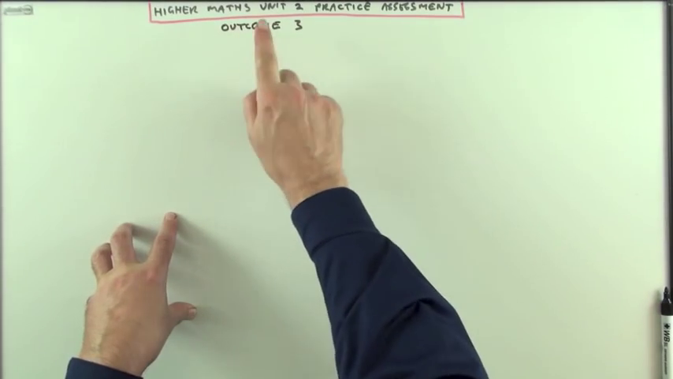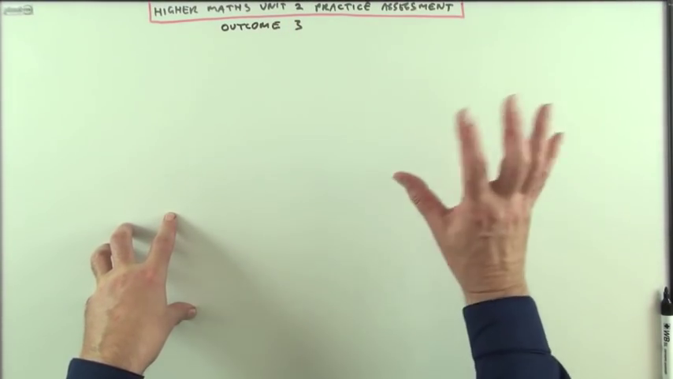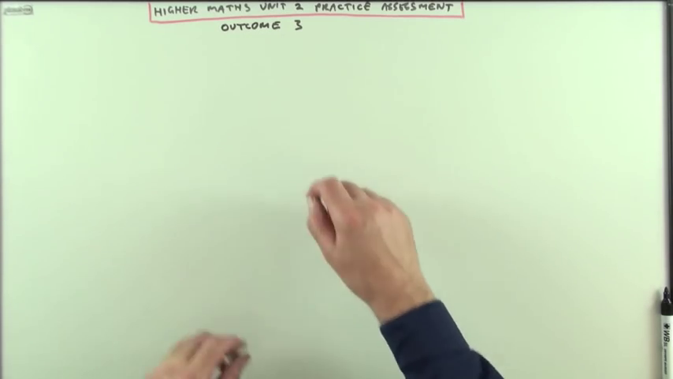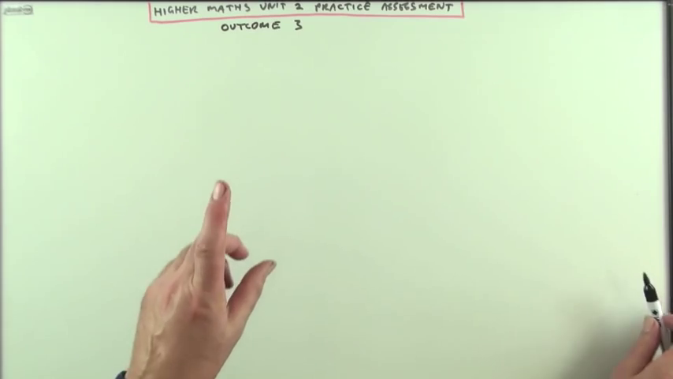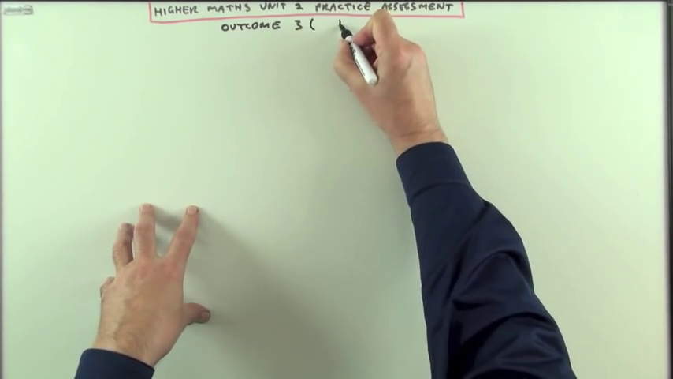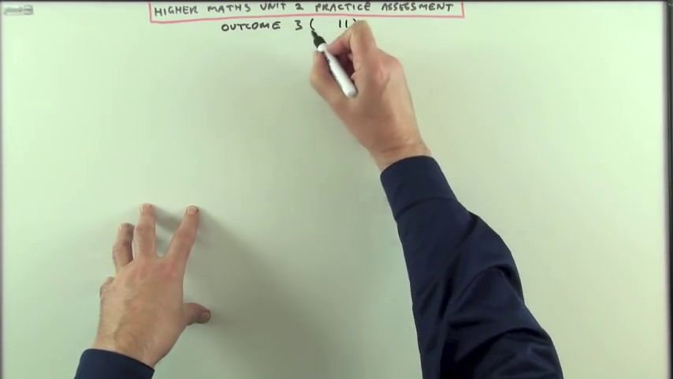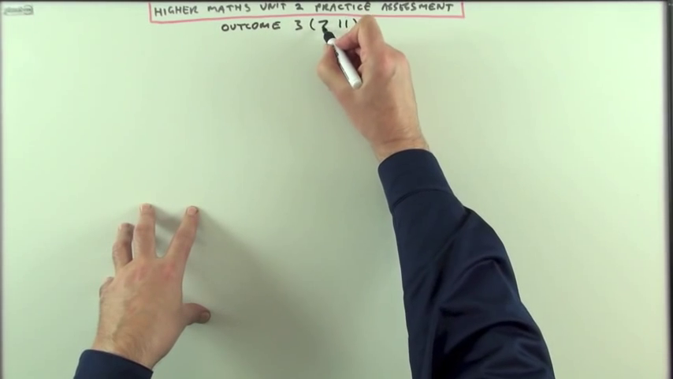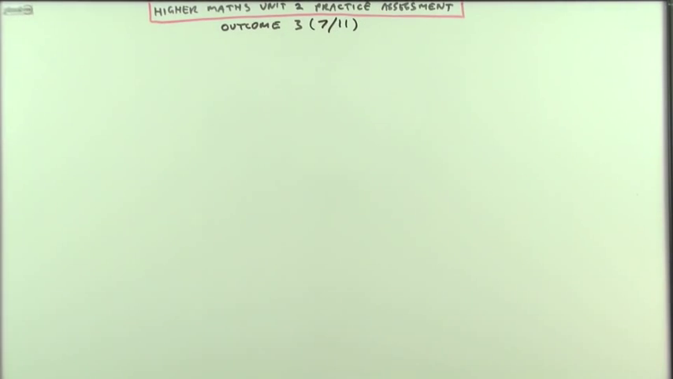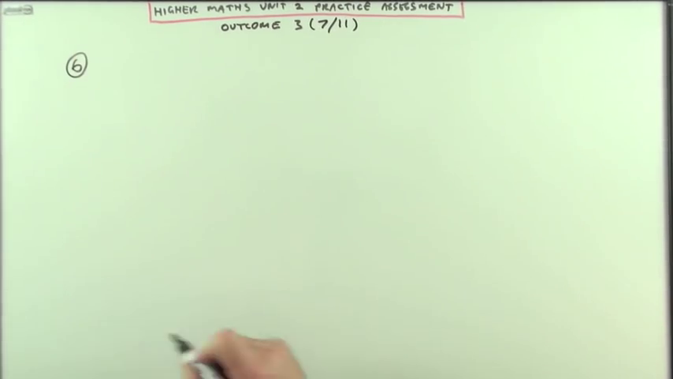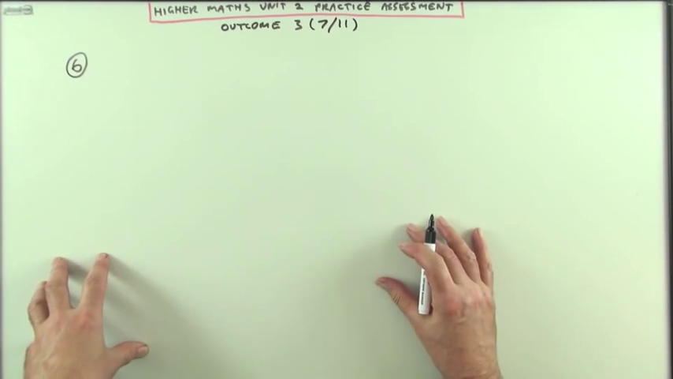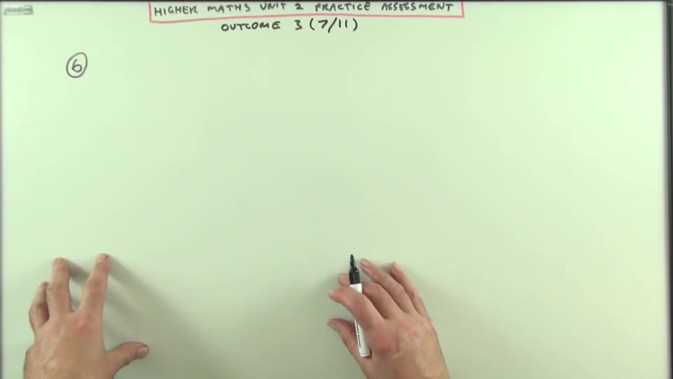So, higher maths, unit 2, practice assessment, NAB 2, outcome 3 on trigonometry and compound angles. Now, in this outcome, there are 11 marks available, and in order to pass this, you have to get at least 7 out of those 11 marks. The first question, question 6, is only worth 2 marks. There's actually quite a lot involved in it.